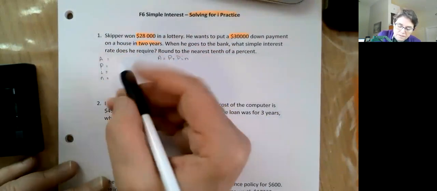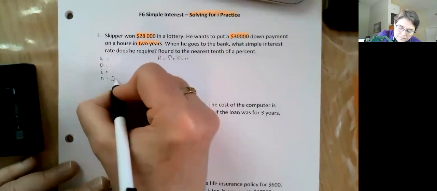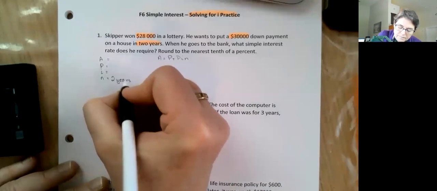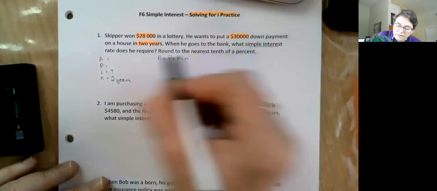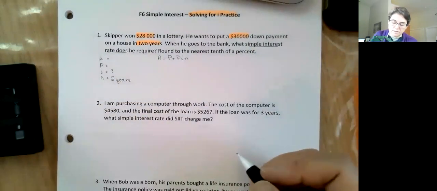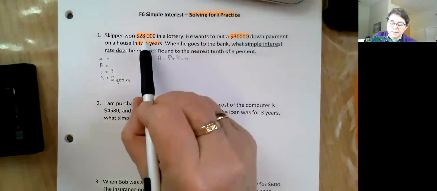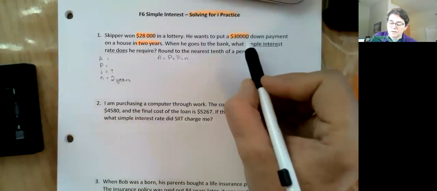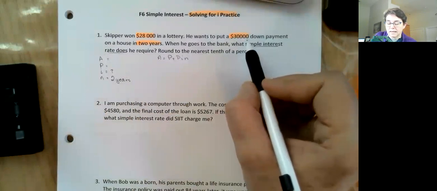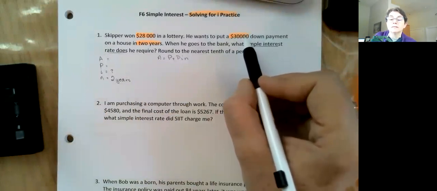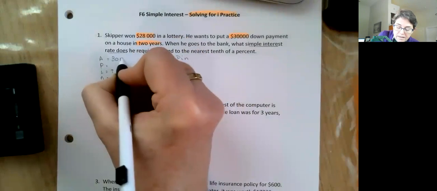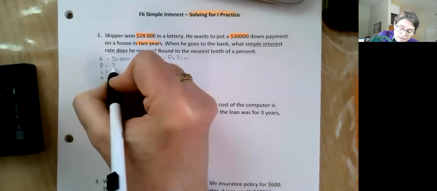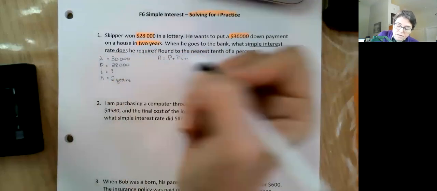All right, let's do these right. 2 years. And interest, okay. What simple interest rate does he require? So that's what we don't know. And he wants some money. He wants it to be worth $30,000 later. Okay, so this is our accrued amount. This is our future value. This is the amount at the end. However you want to say it. It's the bigger of the two that goes here under A. And the 28,000 goes there.